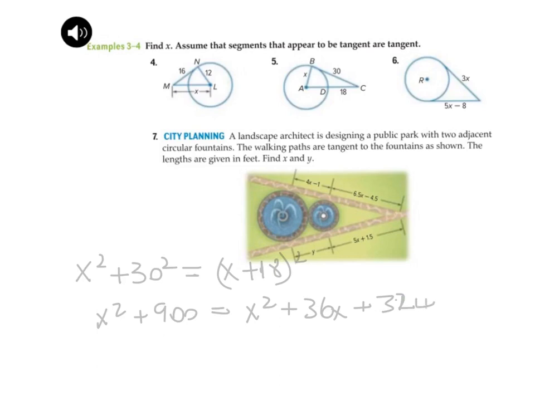Your x squareds are going to cancel out. If I subtract 324 from 900, we've got 36x, I'm moving the variable to the front. So 36x equals 576. So x is going to equal 576 divided by 36. And your solution is 16.